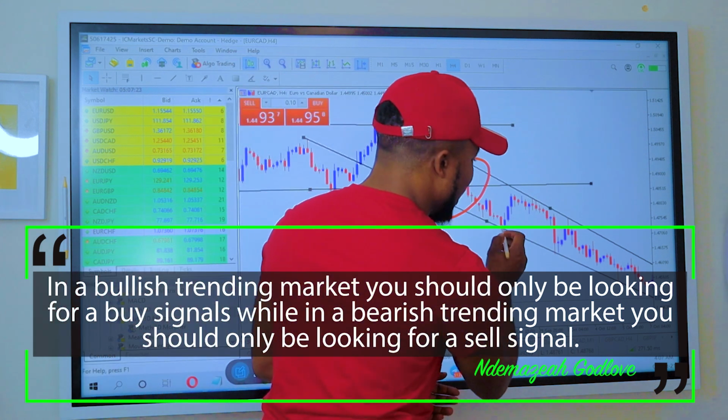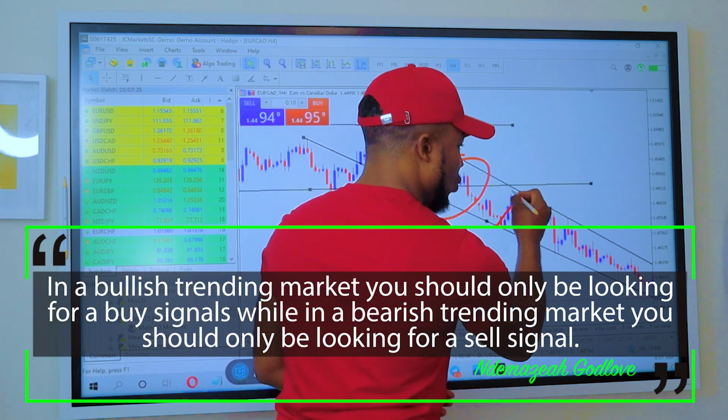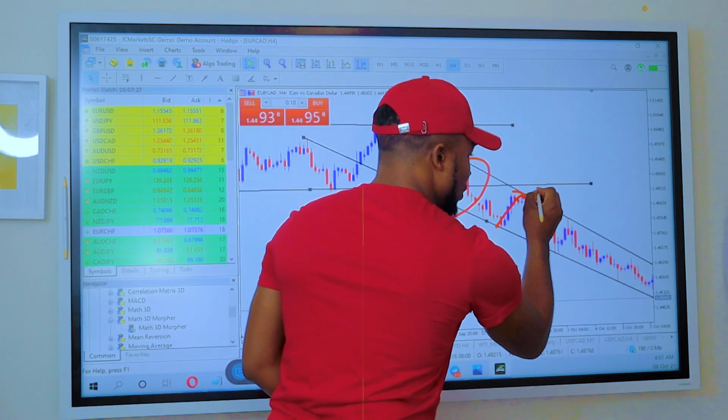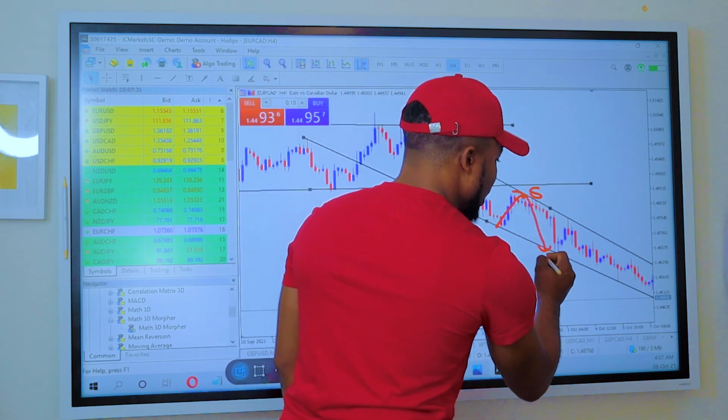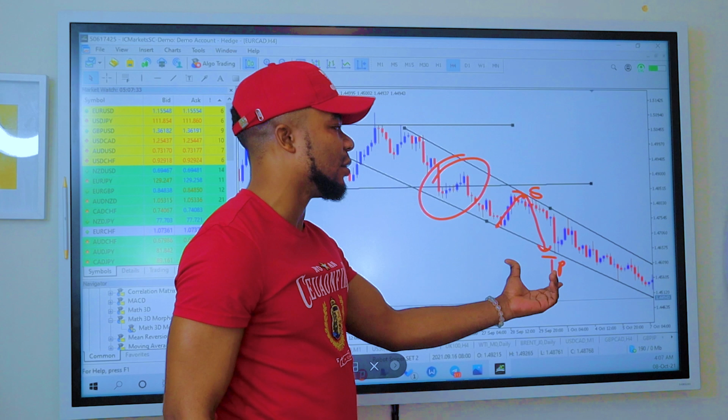So let's just assume the market is here. I'll be waiting for the market to pull back to this line. When the market pulls back to this line, I'll sell, and I'll be able to put my take profit. See, my take profit will be right down here.